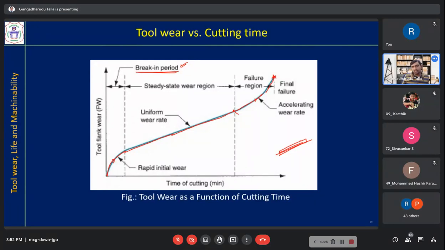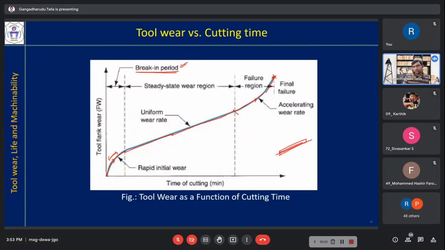So same analogy you can use here also. At the beginning, there will be high stress concentrations on those sharp edges and tips. They are sharp, and whenever they are subjected to some force, there will be breakage due to the stress concentration at the cutting edge, on the tool tip, etc. So once that small break-in period is over, it can be used for a long time. Steady wear will be there.